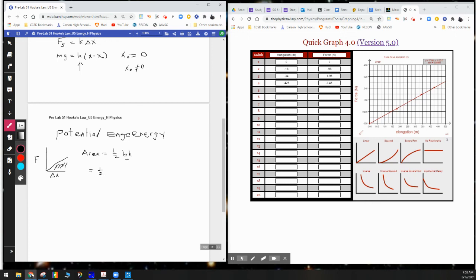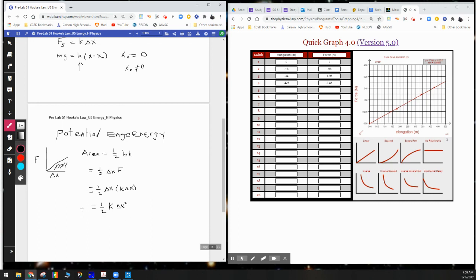Now what is the base? The base looks like it's just delta X. And what is the height? The height, of course, is the force. Now what is the force? The force is Hooke's law, which is back up here. It's K delta X. So let's substitute in K delta X. So now we have 1/2, we move the K out, and we have delta X squared. We're doing good here.